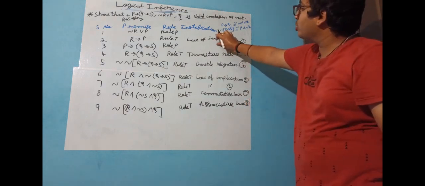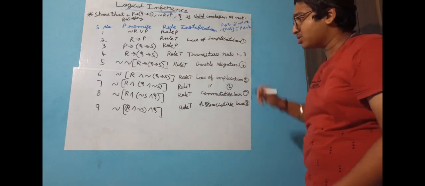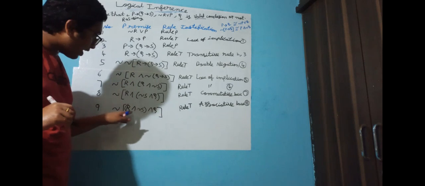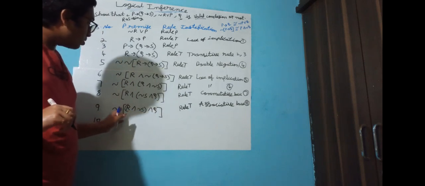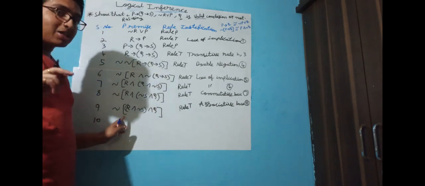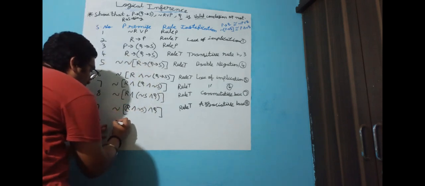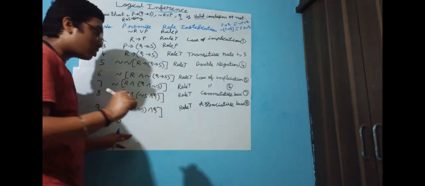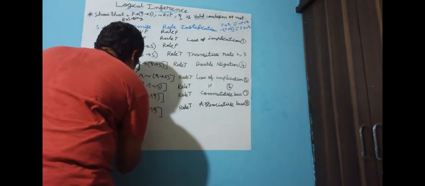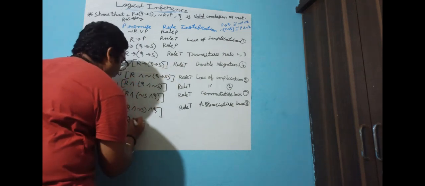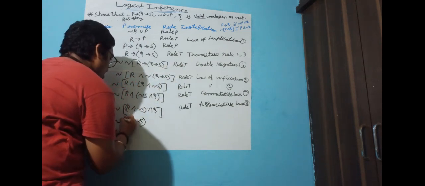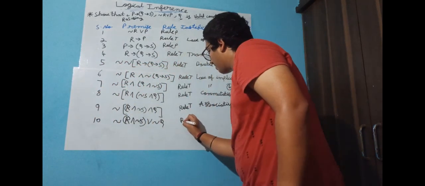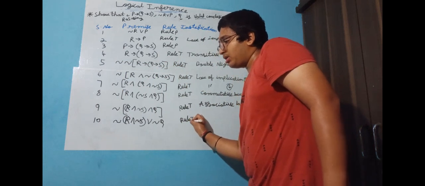In rule P I have ignored it because you can write introducing a premise. Now step 10. In which format is this? Negation of P and Q is nothing but what? Negation P or negation Q. Which law is this? De Morgan's law. Negation of R and negation S, or negation Q. Rule T, by De Morgan's law.